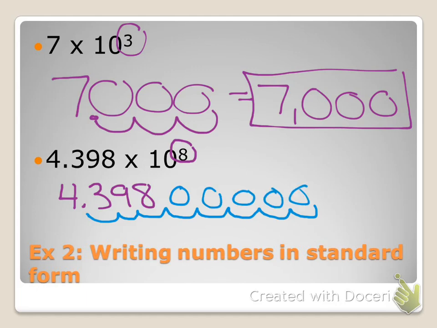Now, please do not make this your answer on your homework. I want a clean answer, okay? You can put the commas in there that will just help you, but this is going to be 439,800,000.